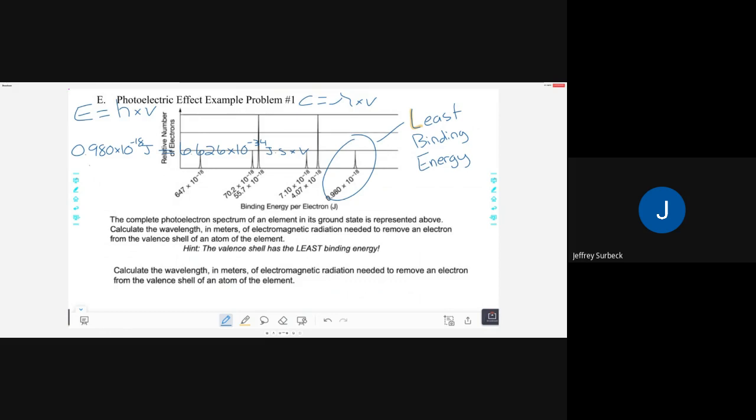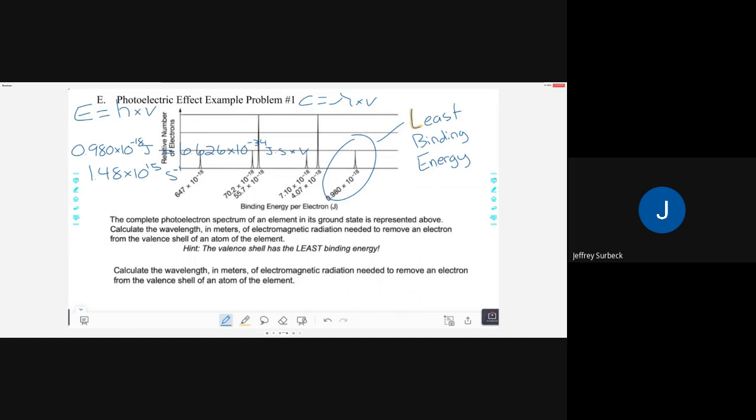I'm going to ask you what our unit is. 1.48 times 10 to the 15th. Seconds, not squared, inverse seconds. S to the minus 1. 1 over S. Okay? Well, hey, we know speed of light.